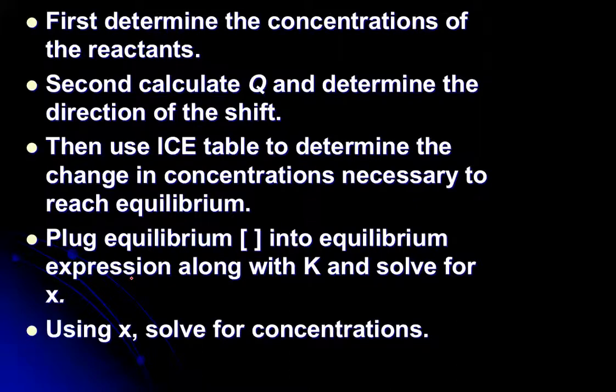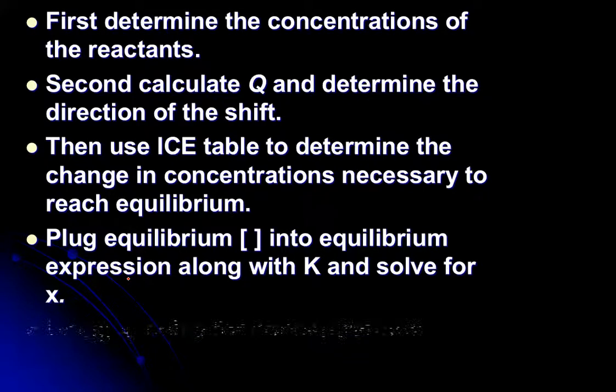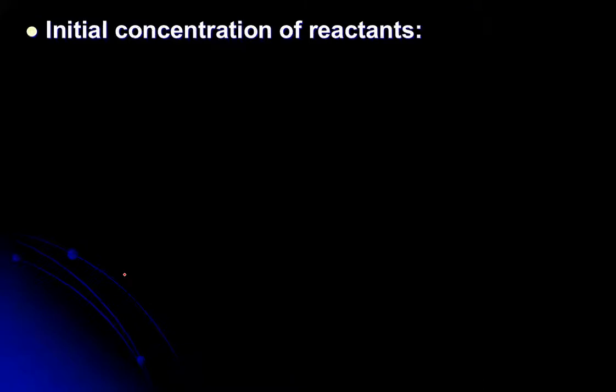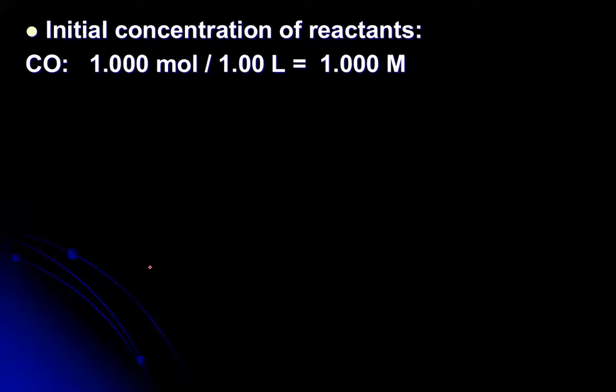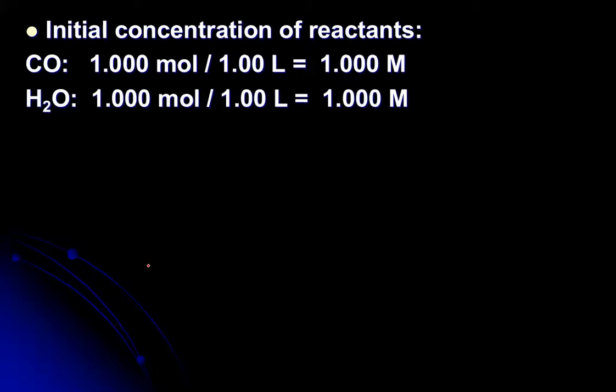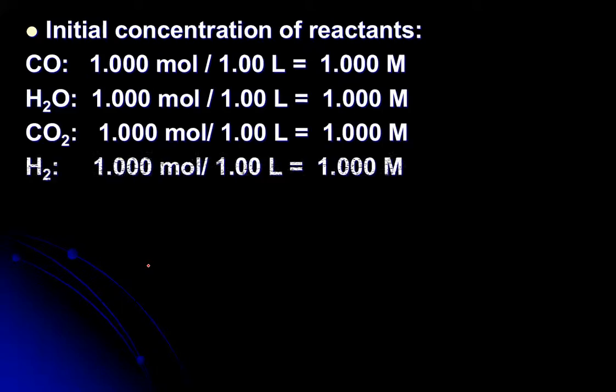Now our K was 5.10, so we've got to keep that in mind because I don't think it shows up in the slideshow. All right, so the initial concentrations are very easy to find: it's 1 for each one.